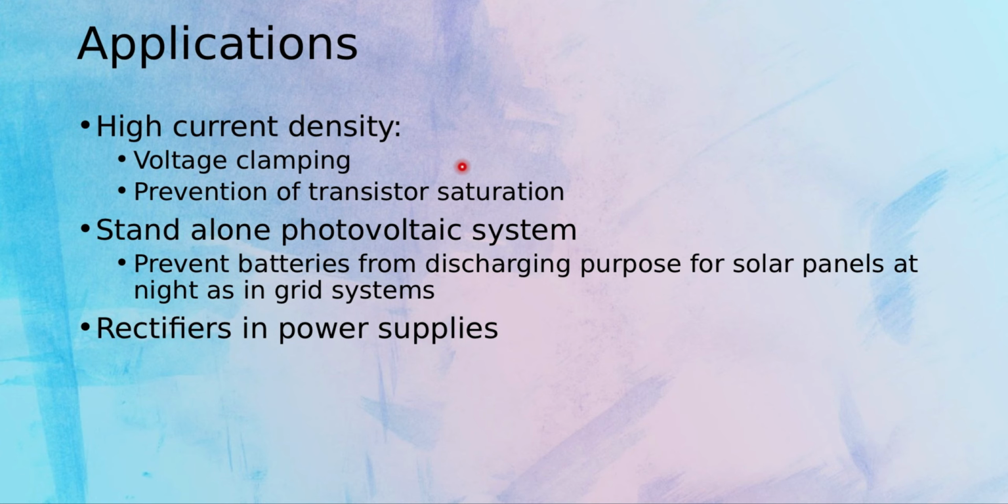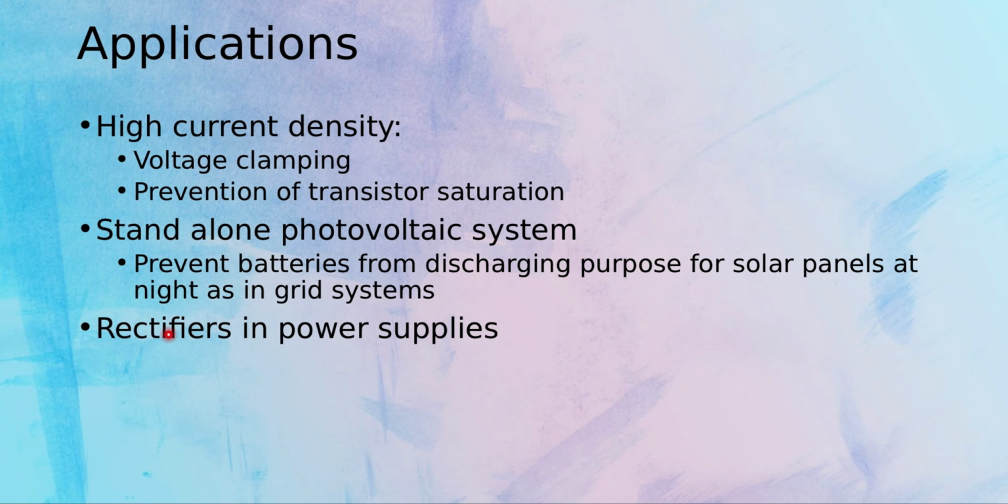A Schottky diode is also used in standalone photovoltaic systems, where it's used to prevent batteries from discharging. So if you can prevent batteries from discharging, where do you think it can be used? It can be used in solar panels at night so that the batteries don't discharge during the night, like in the grid systems. It's also used as rectifiers in power supplies. Rectifiers can rectify the current from AC to DC or DC to AC.